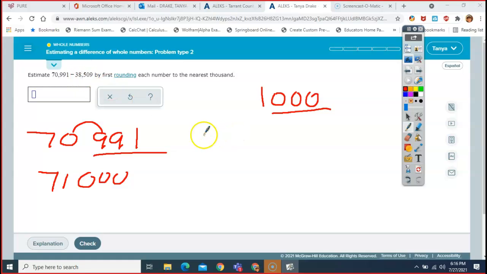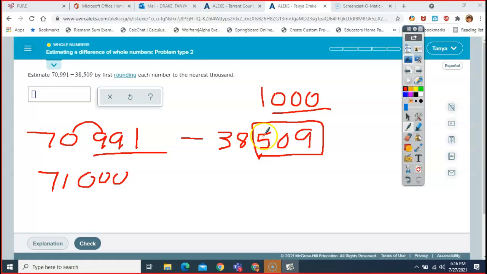And then this 38, let's see, minus 38,509. I got to clear this out. So since this first number is 5, this one is going to go up 1. So this is basically minus 39,000. And the reason for that is because it's easier to do 71 minus 39.